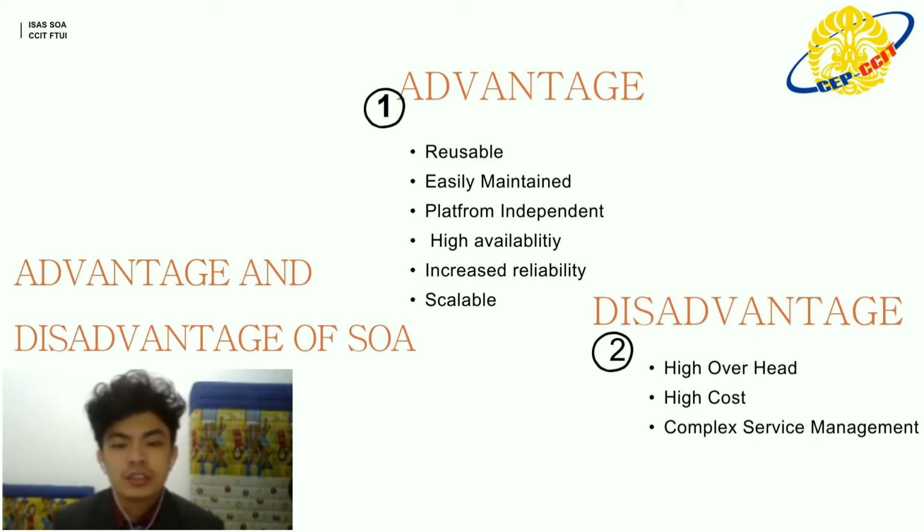The second one is easily maintained. Easily maintained because service-oriented architecture is platform independent. So it can be easily maintained and easily updated by other people. And that is platform independent. Platform independent because it can be run by a common language.